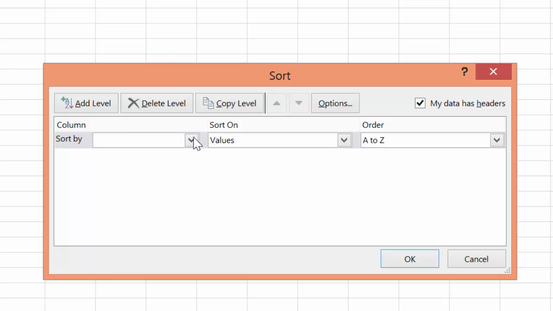and let's sort by what column? We want to sort by the frequency. Percentage would also work, but let's do frequency. I want to sort on the values, and I want to sort from largest to smallest.